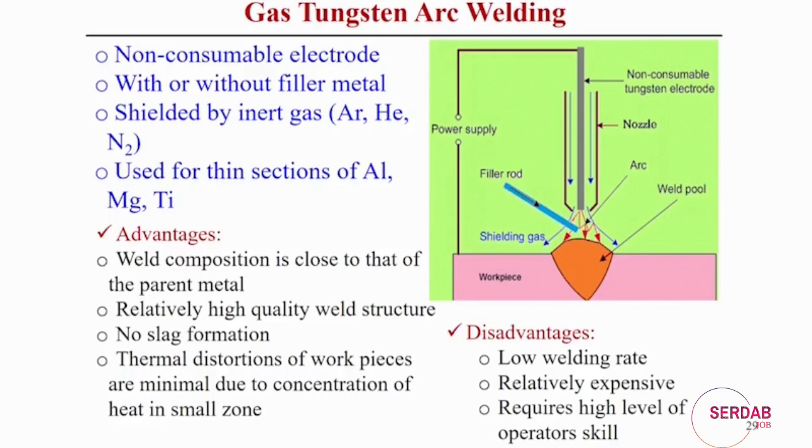Now, if you look at the figure, the power supply is similar to other welding processes. The arc is created between the non-consumable electrode and the workpiece material. Shielding gas is required, and the filler rod may or may not be used depending upon the application. The non-consumable electrode passes through the nozzle, and the shielding gas also passes through the nozzle.